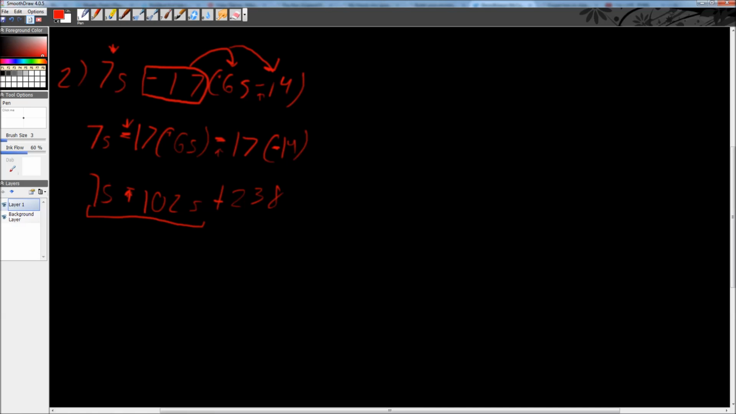These two have variables. 7s minus 102s is negative 95s plus 238. You can't do anything more because they're not like terms, and that's your answer.